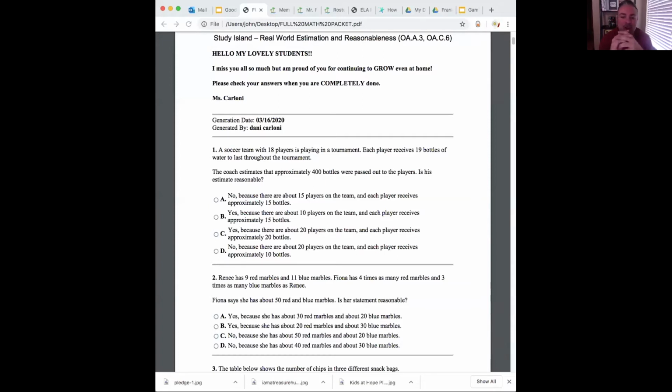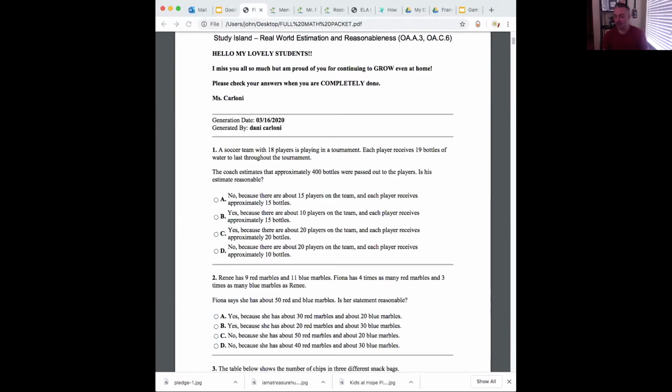So your options are: no, because there are 15 players on the team and each player receives approximately 15 bottles. Yes, because there are about 10 players on the team and each player receives approximately 15 bottles. Yes, because there are about 20 players on the team and each player receives approximately 20 bottles. No, because there are 20 players on the team and each player receives approximately 10 bottles.